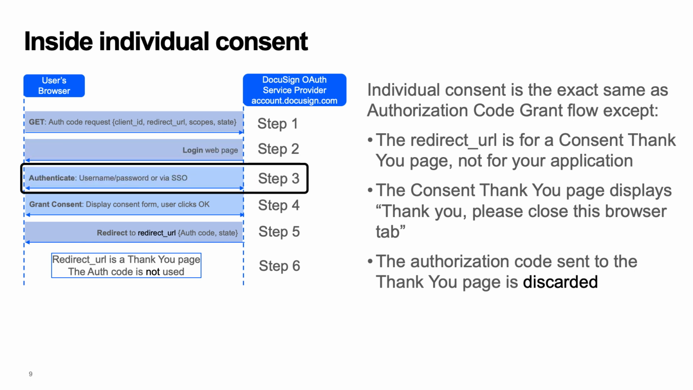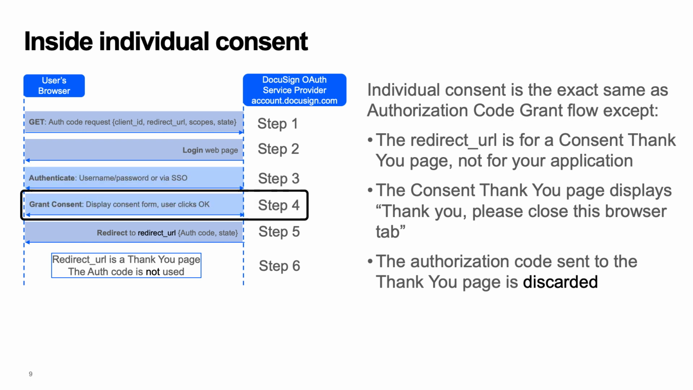Step 3. The user and DocuSign will go back and forth with requests and responses for the password, perhaps for SSO information, etc. At the end of Step 3, the user has authenticated with DocuSign. Next, in Step 4, DocuSign will ask the user to grant consent for any of the requested scopes that the user has not previously consented to for this client ID. The name of the application will be shown along with a brief description of the requested scopes. We'll see an example during the demonstration.